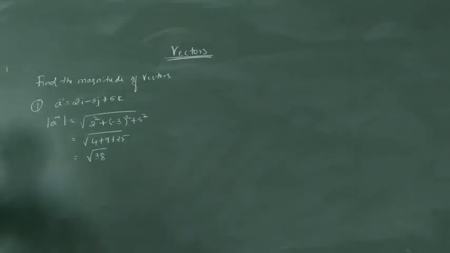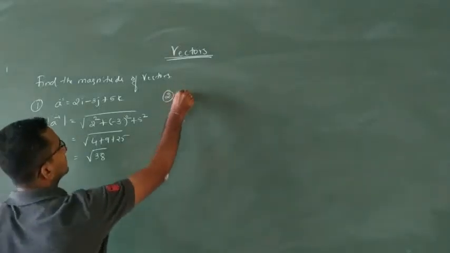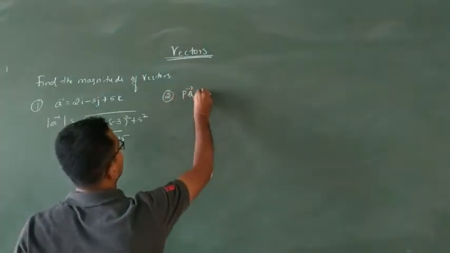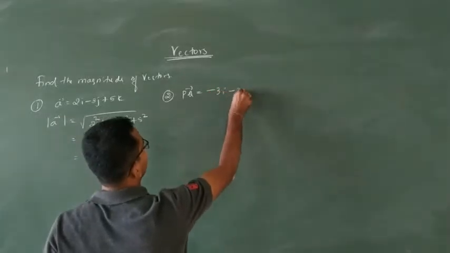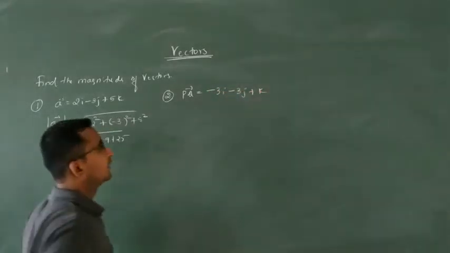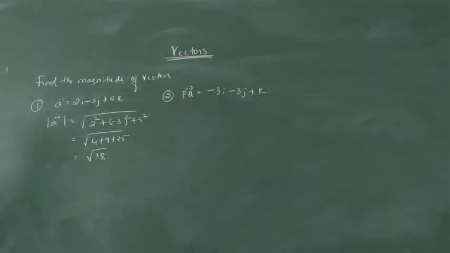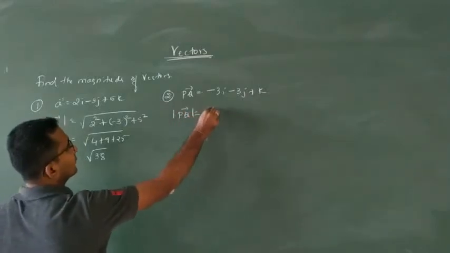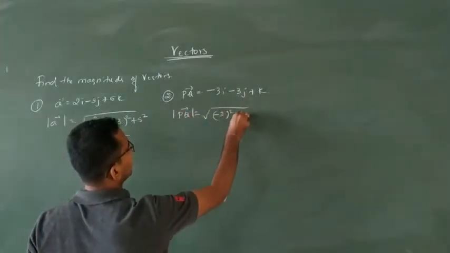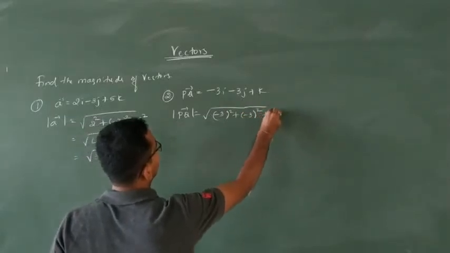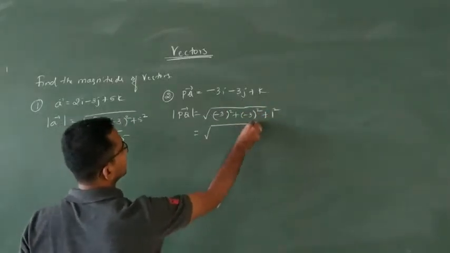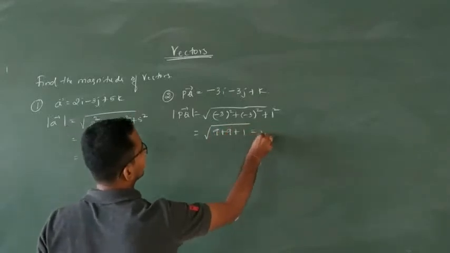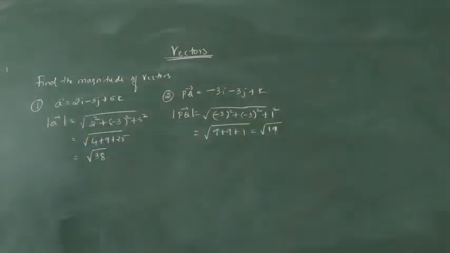So the next one I will give, magnitude of vector P2. If I give minus 3i minus 3j plus k, how are you going to find out its magnitude? Let's put the magnitude sign to this P2, that is mod of P2 is equal to root of minus 3 whole square plus minus 3 whole square plus 1 square, that is root of 9 plus 9 plus 1, root of 19. So this is how to find out the magnitude of the vector. They are very simple.